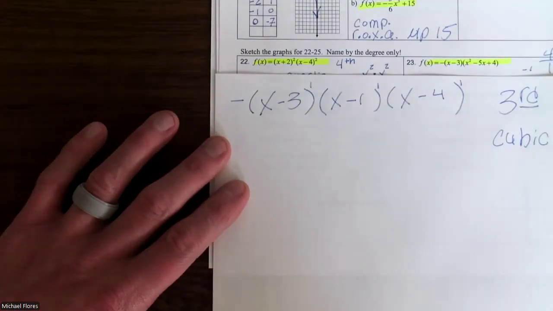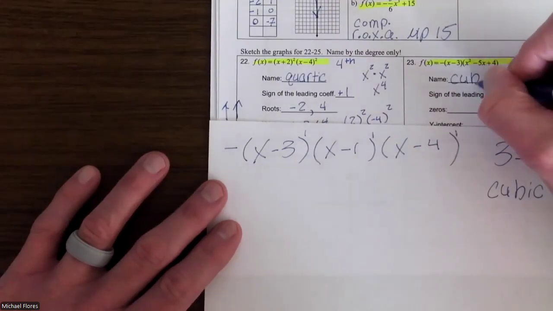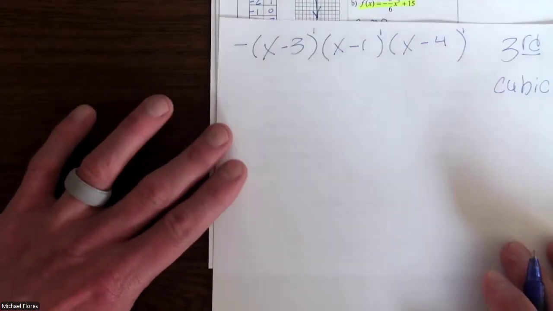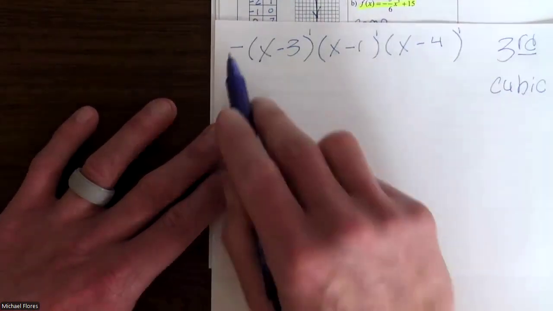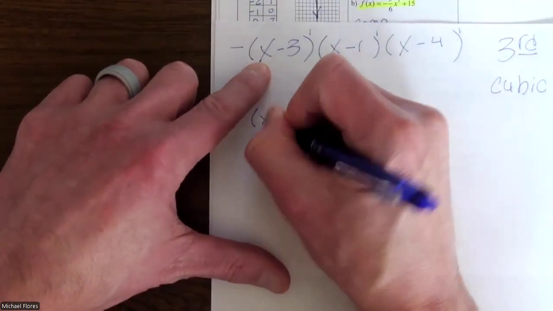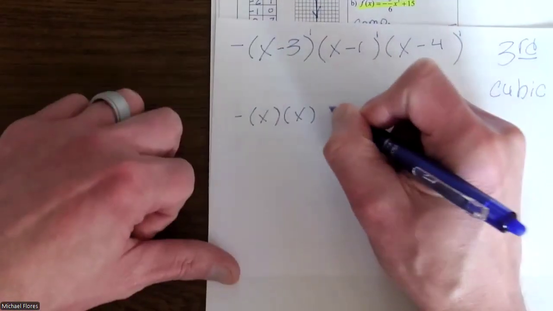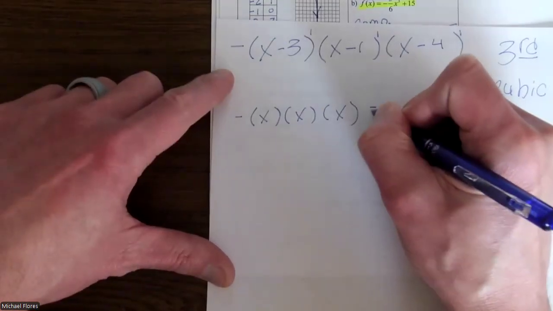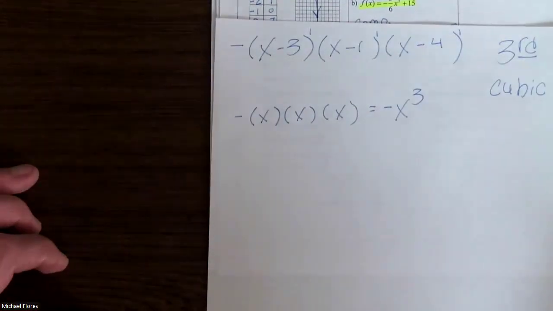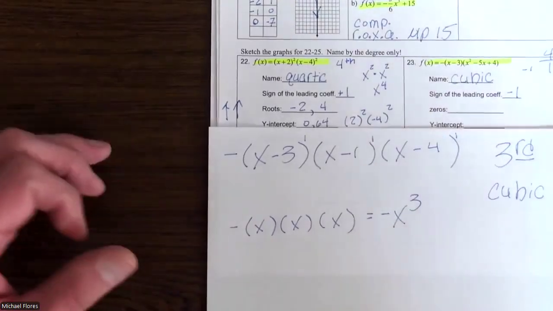Now let me start filling in some of the stuff. We've already determined cubic. Sign of the leading coefficient. Okay, well, here's what we're going to do. We're going to take the negative there, multiply it with what's in front of this parenthesis, multiply with what's in front of that parenthesis, and multiply with what's in front of that parenthesis, which is going to give us negative x cubed. Our leading coefficient is negative. I'm going to go ahead and put -1.